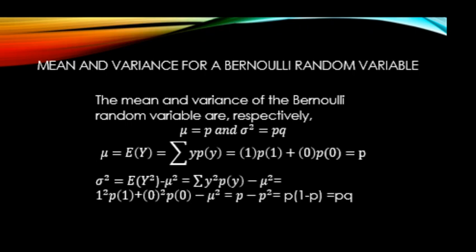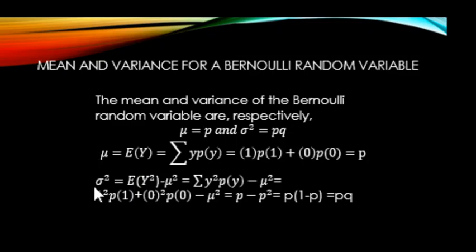We can also calculate the mean and variance for the Bernoulli random variable. The mean of a Bernoulli random variable is defined as mu, and it's simply equal to p, which is the probability of success. The variance is p times q, which is the probability of success times the probability of failure.